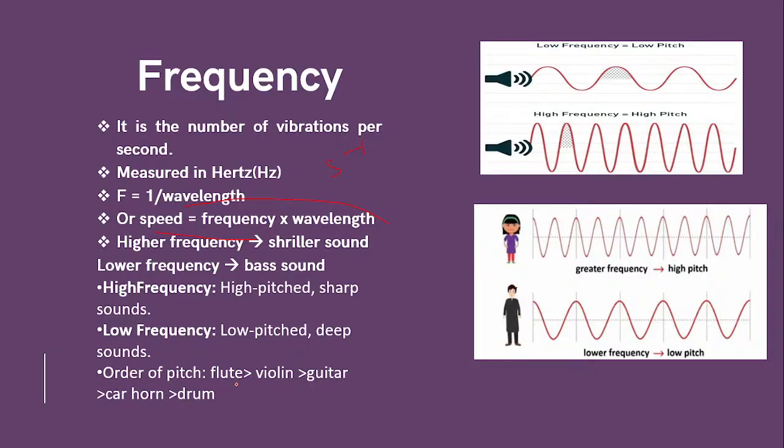This is the order of pitch. Flute is greater than violin. Violin is greater than guitar. Guitar is greater than car horn. Car horn is greater than drum. Okay, so that's how the order of pitches is. So we have low and high pitch. Greater frequency means high pitch, lower frequency means low pitch.